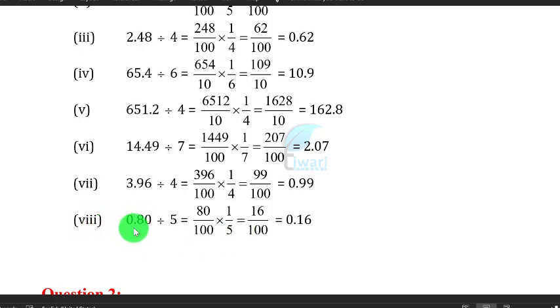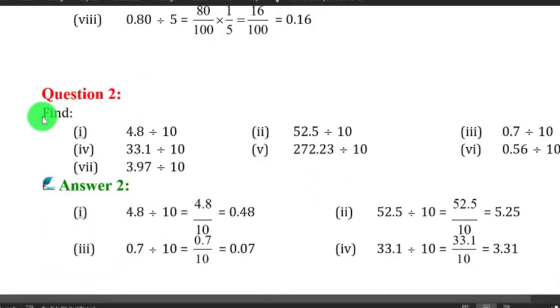So the next one, 0.80 divided by 5. 0.80 in fraction form is 80 by 100, and the inverse of division is multiplication and the reciprocal of 5 is 1 by 5. So you can consider 5 ones are 5. In 8, subtract 5, 3 remain, it will be 30. Then 5 sixes are 30. So we got the numerator 16. So 16 into 1 is 16, and you cancel 5 ones are 5, so 1 remains. 1 into 100 is 100. So 16 by 100, its decimal form is 0.16.